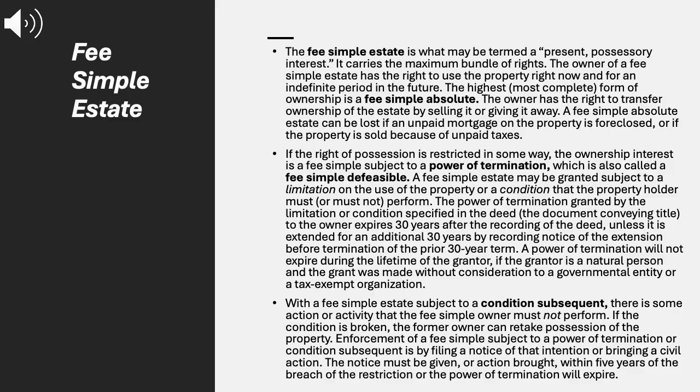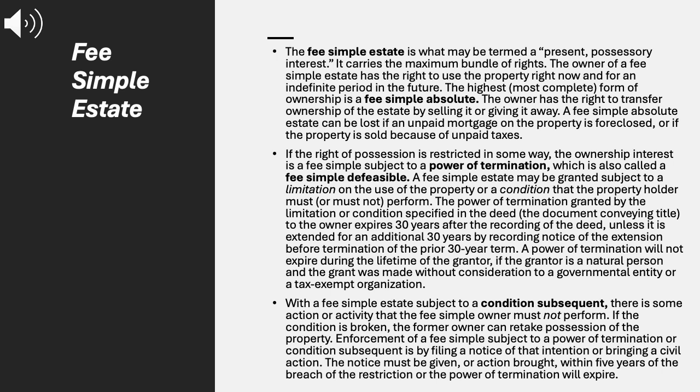Fee simple estate. The fee simple estate is what may be termed a present possessory interest. It carries the maximum bundle of rights. The owner of a fee simple estate has the right to use the property right now and for an indefinite period in the future. The highest, most complete form of ownership is a fee simple absolute. The owner has the right to transfer ownership of the estate by selling it or giving it away. A fee simple absolute estate can be lost if an unpaid mortgage on the property is foreclosed, or if the property is sold because of unpaid taxes.